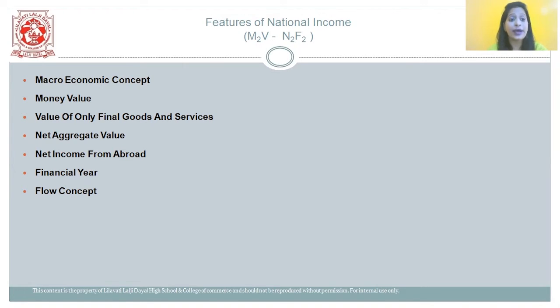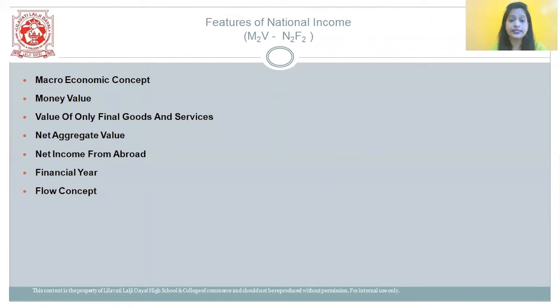Second one is the money value. National income is always expressed in monetary terms. Next one, students, the value of only final goods and services. Here, students, to avoid double counting, only the value of final goods and services is considered.